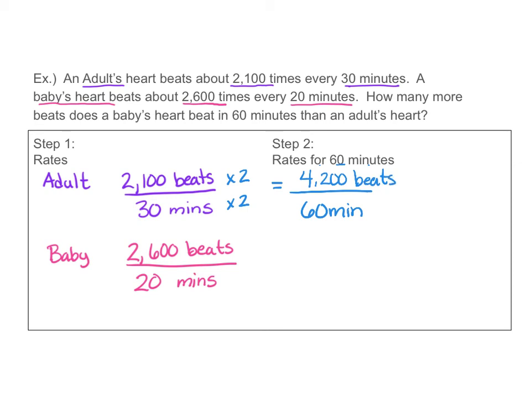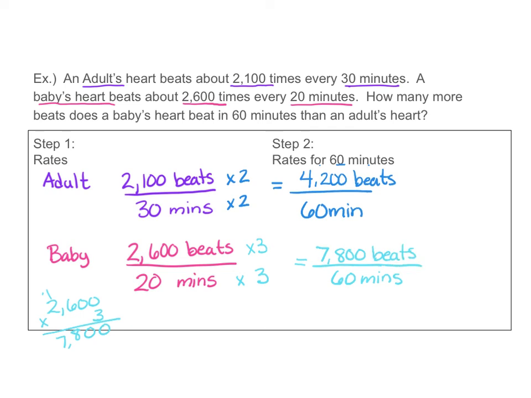And for this last one here, I have to get to 60 minutes also. So to get to 60 minutes on the bottom for the baby, I would have to multiply the 20 times 3, and that would give me 60. So I multiply the top and the bottom by 3. Well, what is 2,600 times 3? Well, that's 0, 0, 6 times 3 is 18. 2 times 3 is 6, plus 1 more is 7. So I have 7,800 beats in 60 minutes.